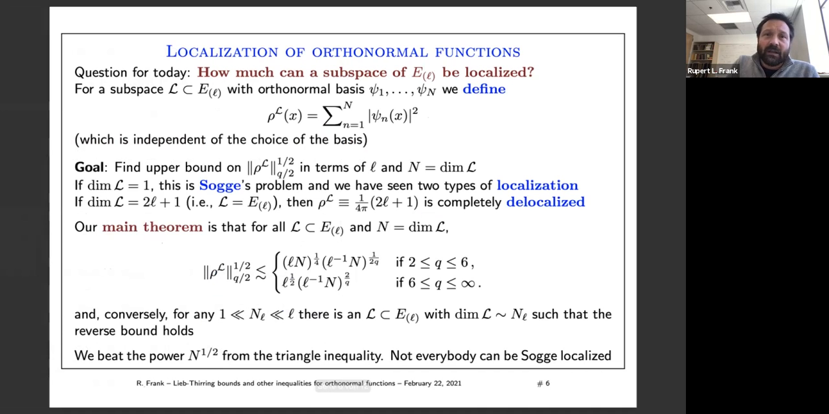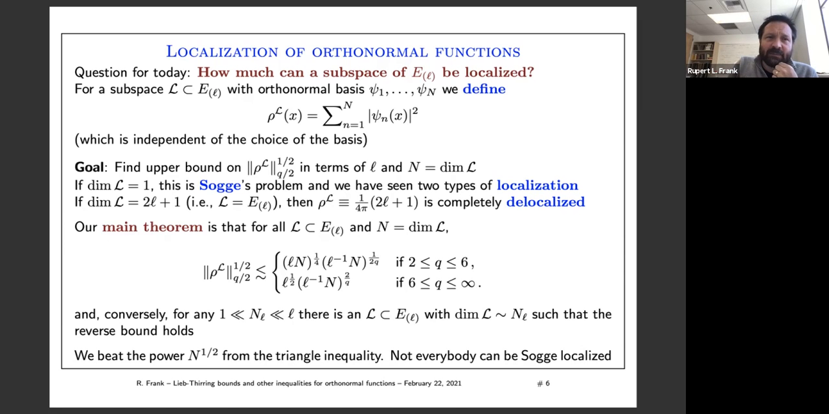All right. So what I wanted to discuss now is the extension of this theorem to the setting of orthonormal functions. We have these spaces of functions of dimensions that are increasing. At eigenvalue L squared, or L times L plus 1, I have 2L plus 1 functions. There are many functions. And I'm going to ask myself, how much can a subspace of these functions be localized? Not a single one, but really all functions together in that subspace. So what exactly do I mean?